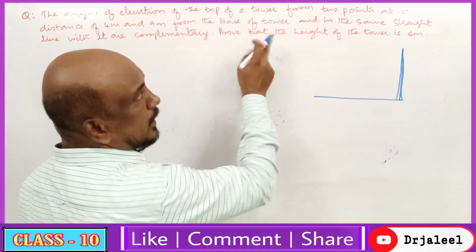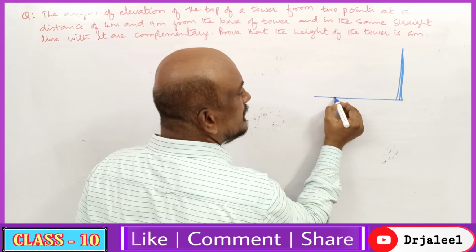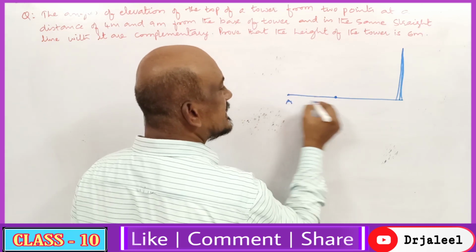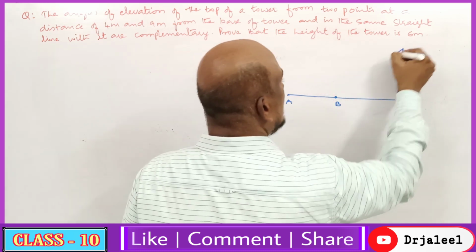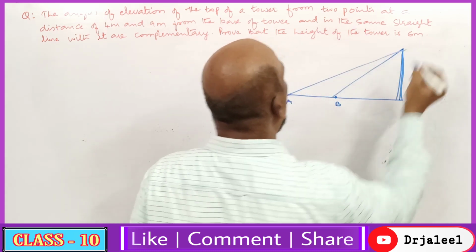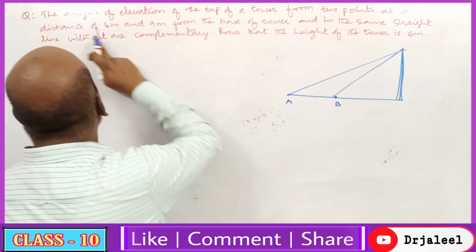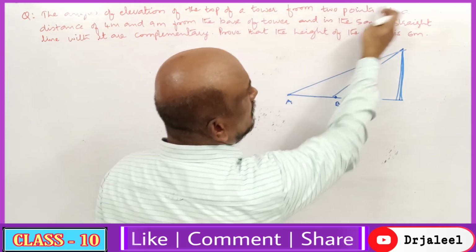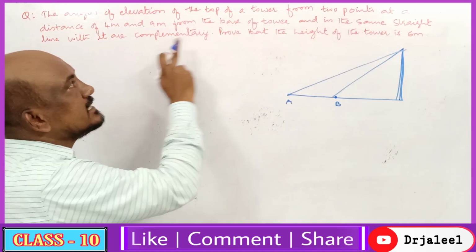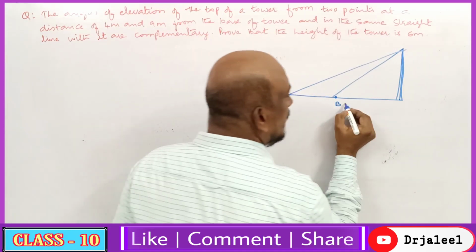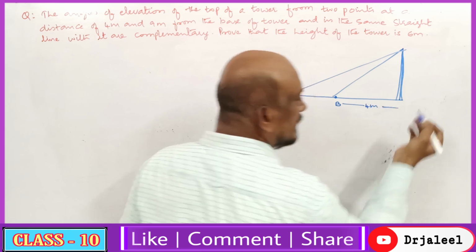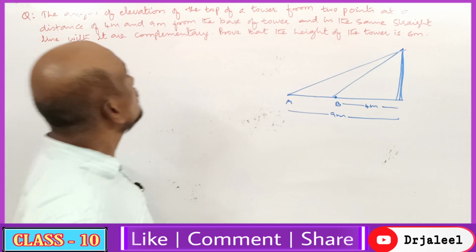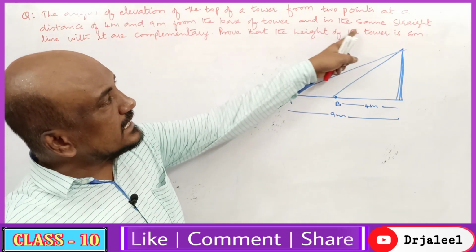Angle of elevation of the top of the tower from 2 points. Let me take this as 1 point and this as another point. Let me take this as A and this as B. The angles of elevation of the top of the tower from 2 points at a distance of 4 meters and 9 meters. So this point is how much away from the tower? 4 meters, and this point is 9 meters from the base of the tower and in the same straight line.